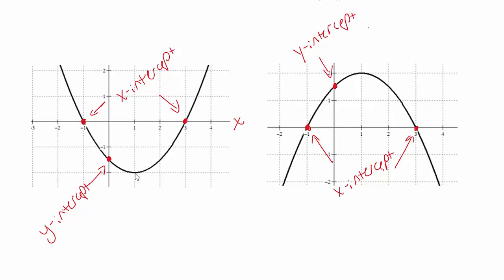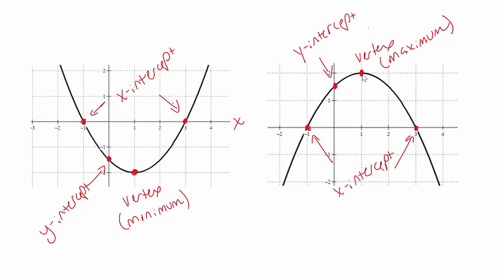And now we have our vertex. And this point right here is our vertex. And if you notice, since this graph opens up, that's the lowest point on my graph. So we're going to call that a minimum. And here I have a vertex. But if you notice, since my graph is opening down, that's the highest point on my graph. And so we're going to call that a maximum.